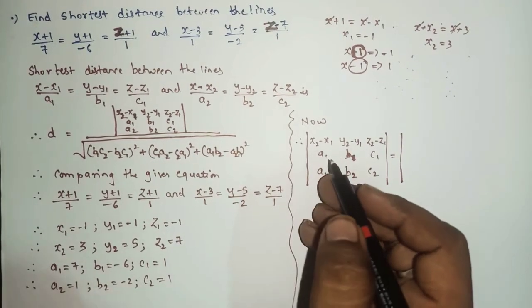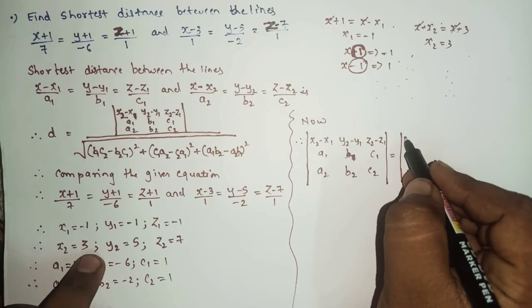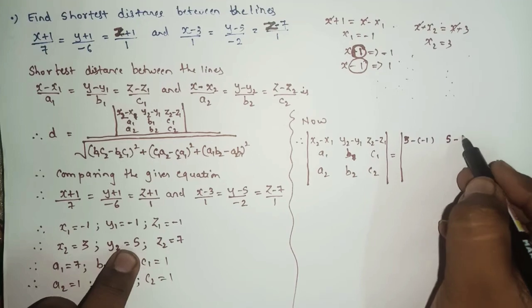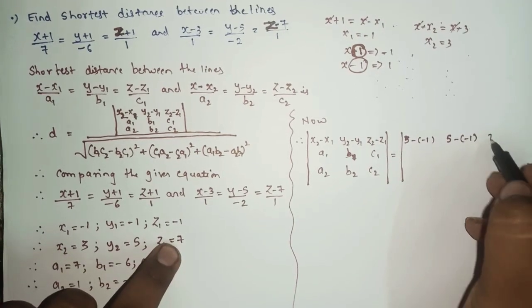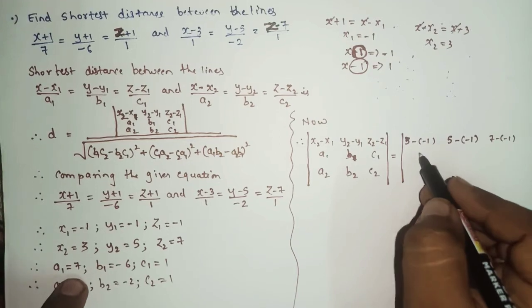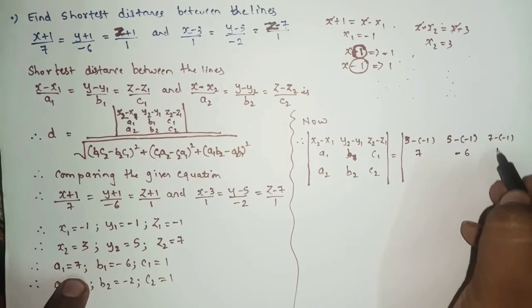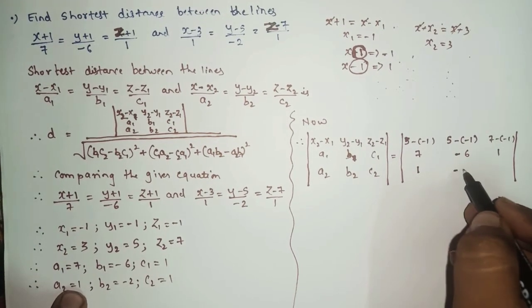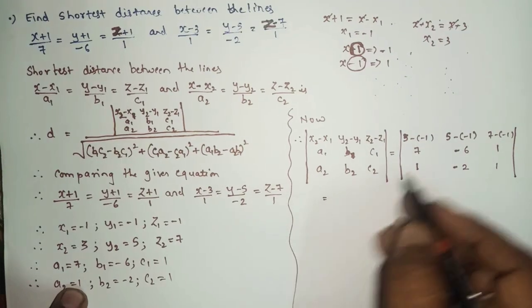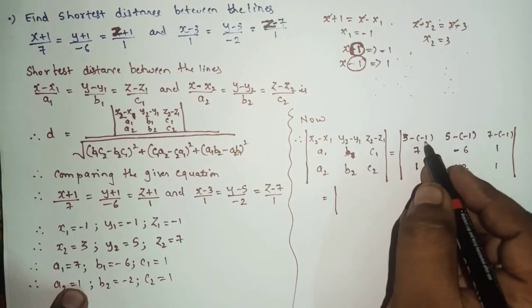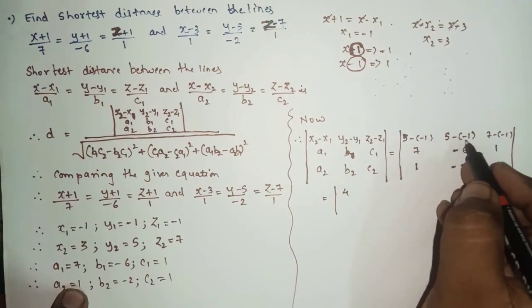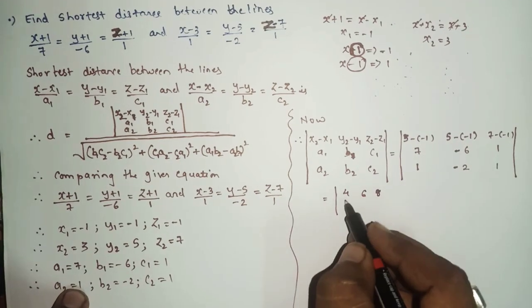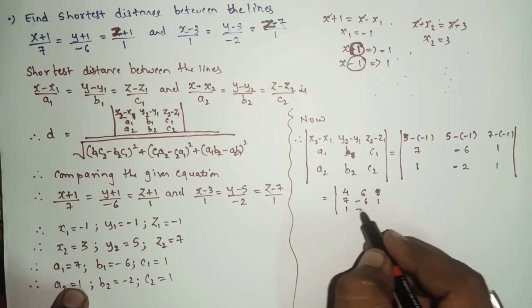So x2 minus x1, so x2 is what? 3 minus of minus 1. Y2 is what? 5 minus of minus 1. 7 minus of minus 1. A1 is what? 7, minus 6, 1. And this is what? 1, minus 2 and 1. So in the next step here you will get what? 3 minus minus is plus, so 3 plus 1 is 4, minus minus plus, 5 plus 1 is what? 6. 7 minus minus plus, 7 plus 1 is what? 8. So here it will be 7, minus 6 and 1, 1, minus 2 and 1.